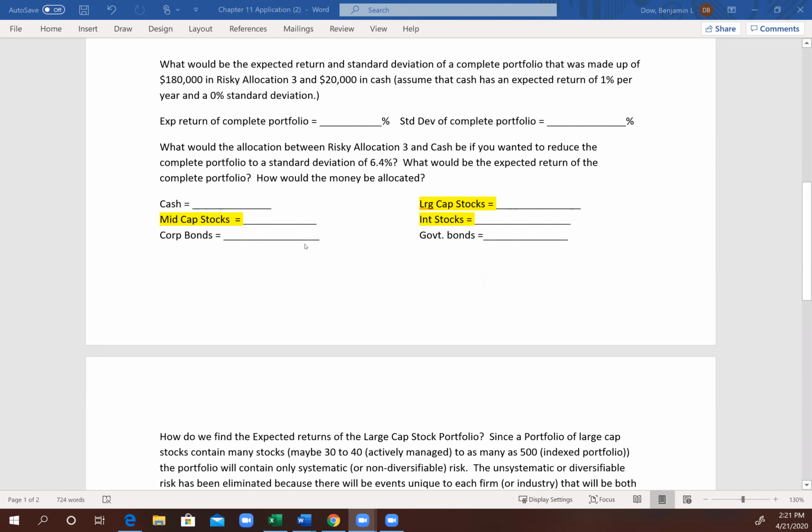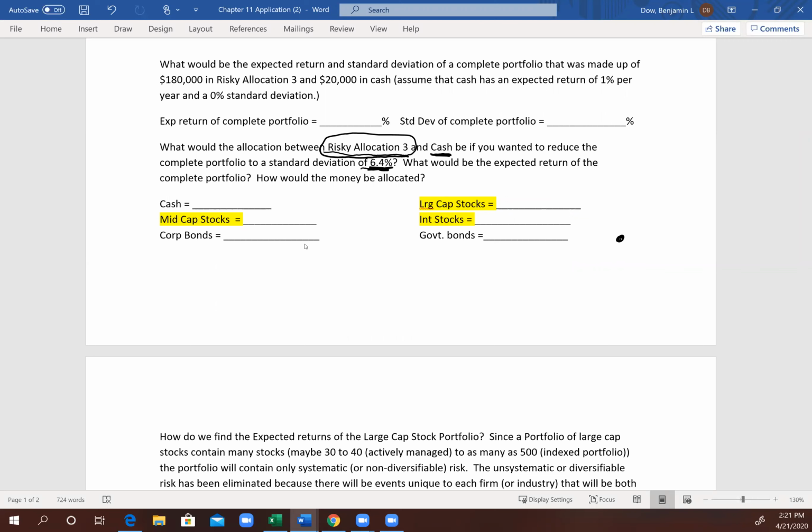So we already saw our 3 allocations. That's what we did last time. We looked at our 3 allocations. And if we wanted to drop down below RA3, we used RA3 in cash. Okay. So RA3 in cash could get us below the standard deviation of RA3.